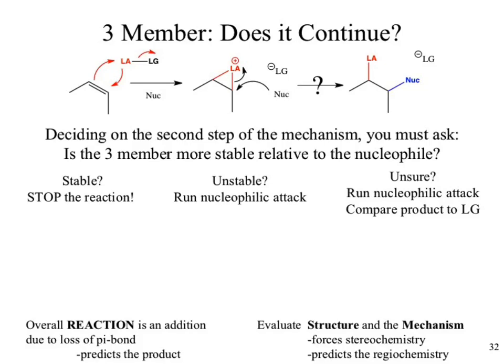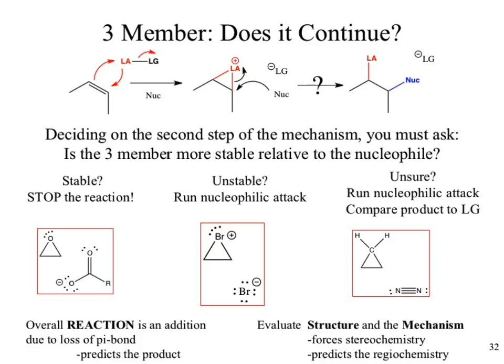If it is unstable, then you need to run the nucleophilic attack with whatever nucleophile you have accessible. Okay? If you're not sure, run the nucleophilic attack and predict the products. Compare your leaving group to your nucleophile and decide, was that useful? Okay, so in that first box, what do we have? We've got our three-membered transition state, or our three-membered product, the oxygen in the middle, and then we have our nucleophile down here.